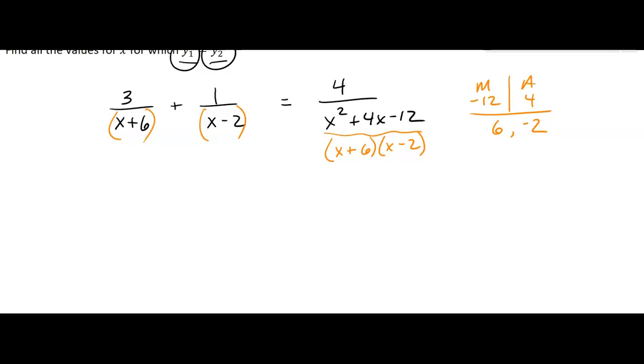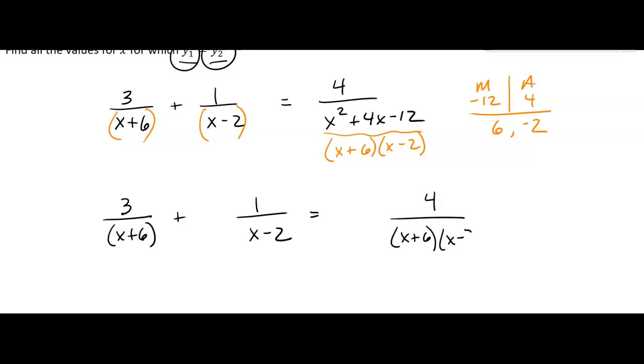Okay, so let me rewrite this. I'm going to have 1 over x plus 6. Why did that become a 1? It should be a 3. Oh, I'm sorry about that. 3 over x plus 6 plus 1 over x minus 2. Now I'm leaving a little space because I'm going to want to multiply by the LCD. And then I'm going to have 4 over x plus 6 times x minus 2.